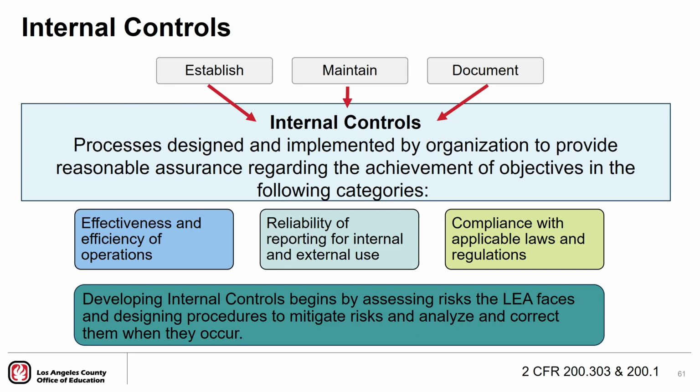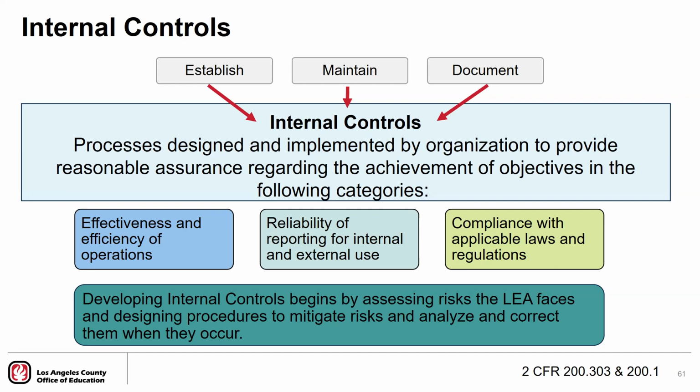Internal controls. So what is this and what does it mean? This is something included in the Code of Federal Regulations. Internal controls is described as a process implemented by a non-federal entity, that would be the LEA, to provide reasonable assurance regarding the achievement of the objectives to offer effectiveness and efficiency in operations, reliability of reporting for internal and external use, and compliance with applicable laws and regulations. Our internal controls support these outcomes.